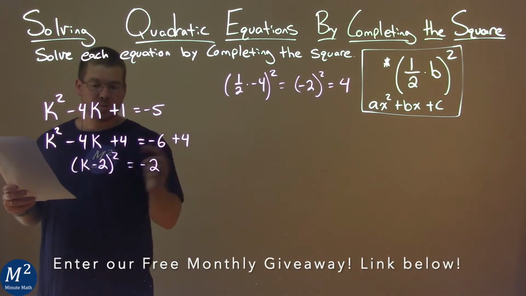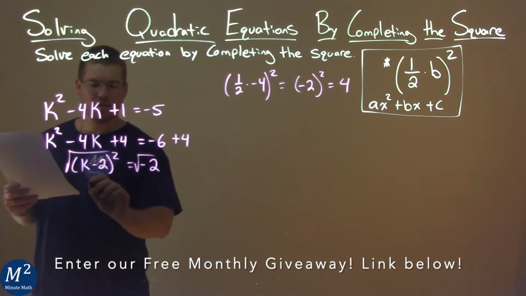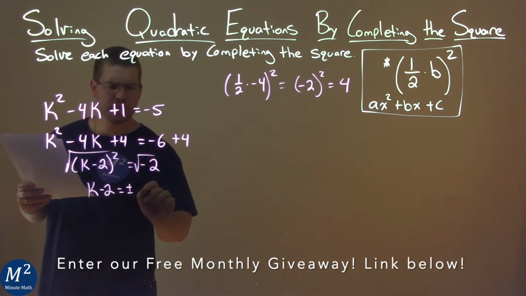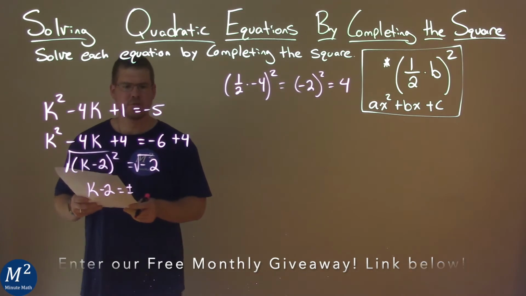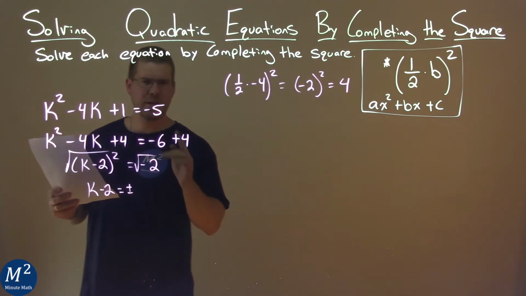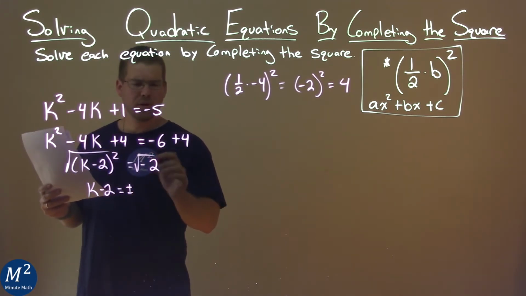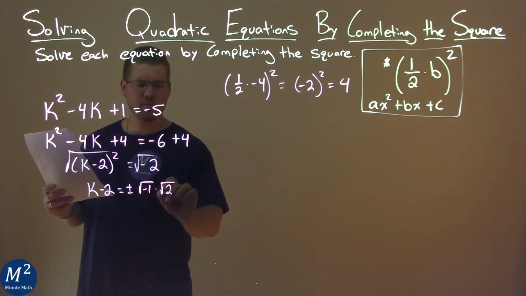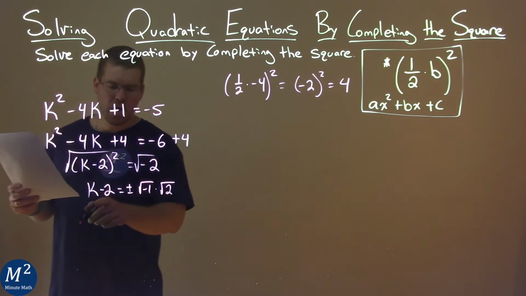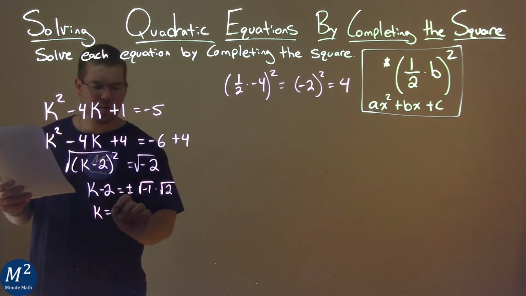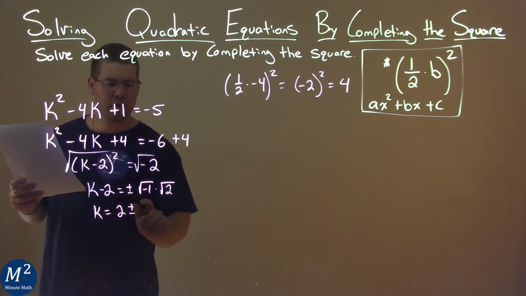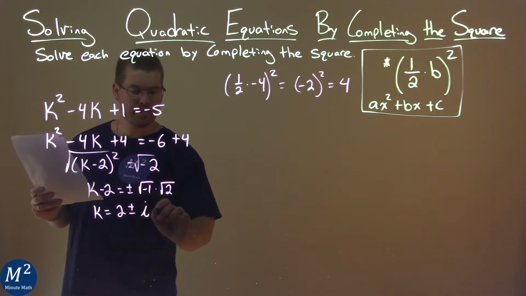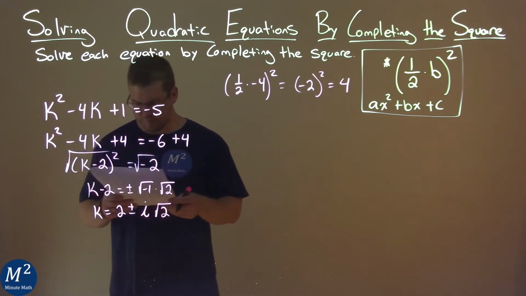I now need to take the square root of both sides, and we have k minus 2 equals, well, just plus or minus the square root of negative 2. Square root of negative 2, that's tricky. Well, the square root of negative 2 is the same thing as the square root of negative 1 times the square root of 2. Let's keep that in mind. Add a 2 to both sides, and we have k equals a positive 2 plus or minus, and the square root of negative 1 is i. And that's i times the square root of 2.